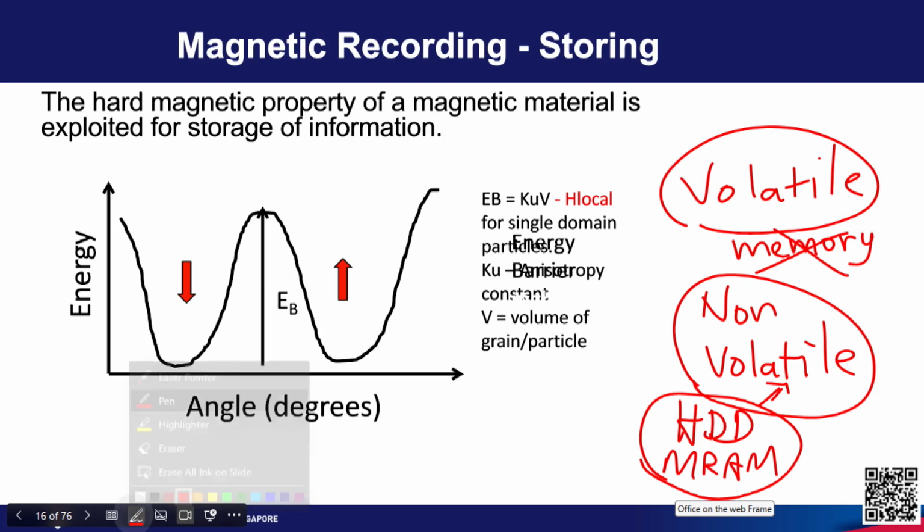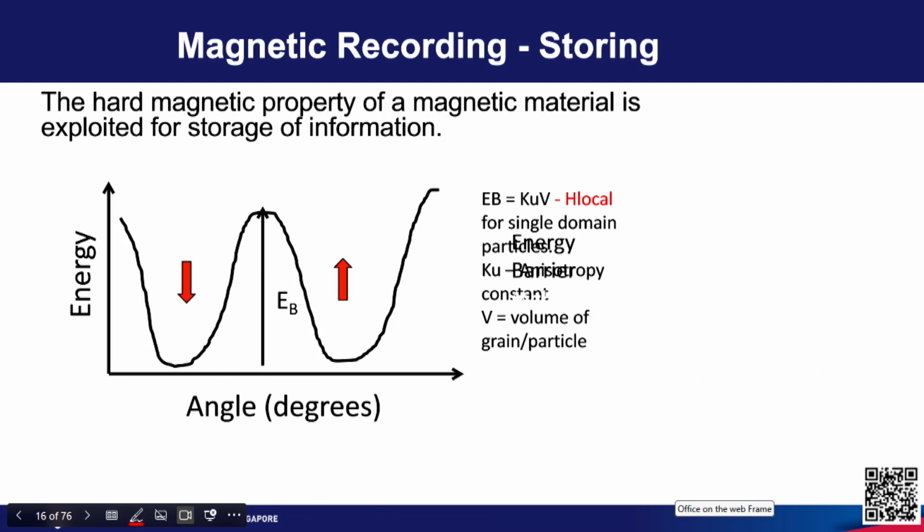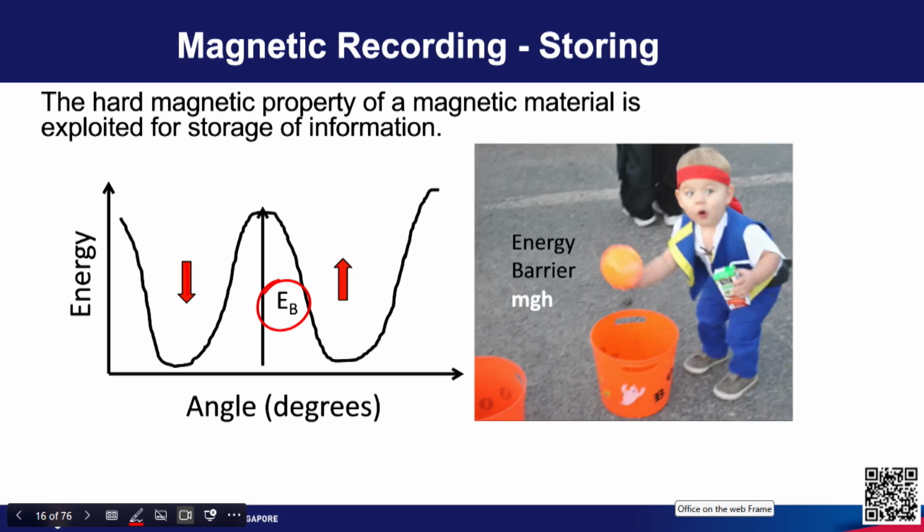So, what makes these devices retain the data is this energy barrier. This barrier prevents the magnetization from flipping from this direction to the other direction. If this energy barrier is very low, the magnetization may flip from this to this or that to that, so the data may be lost. But if the energy barrier is sufficiently large, the data you write will be retained for long periods of time, and that helps us to achieve the non-volatility.